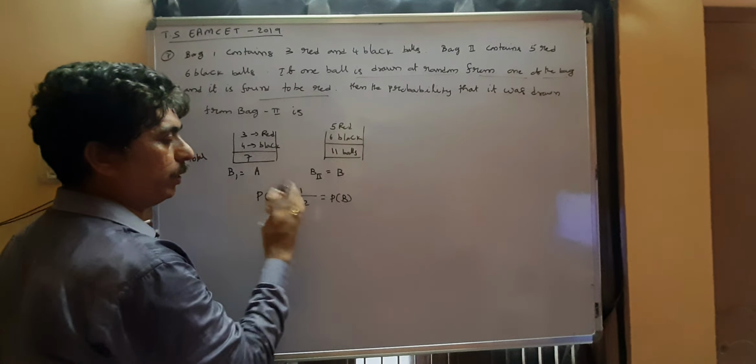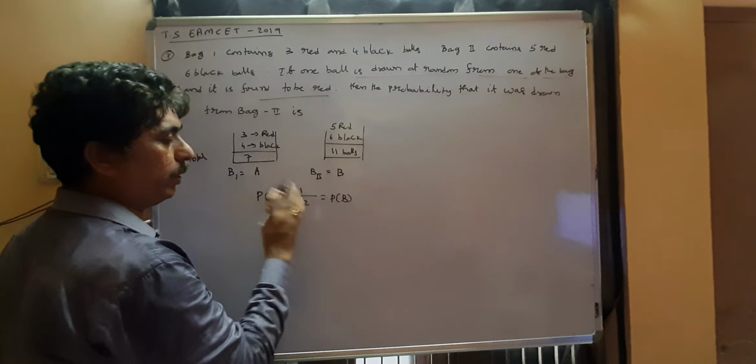So red ball from A. How many red balls do you have? 3 red balls. From the 3 red balls you can select 1 red ball, 3C1, out of the total 7C1. That is 3 by 7. Probability of red ball from B, the second bag: 5 red balls out of 11 total, 5C1 by 11C1, 5 by 11.